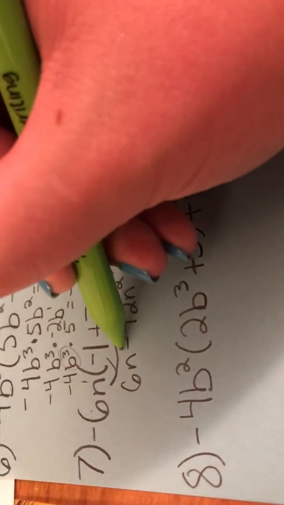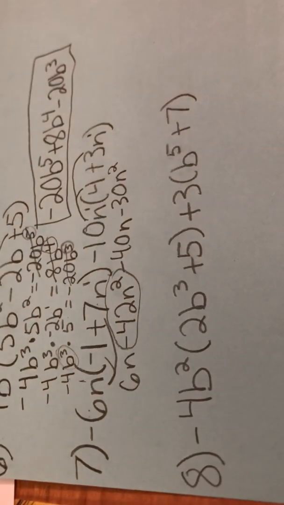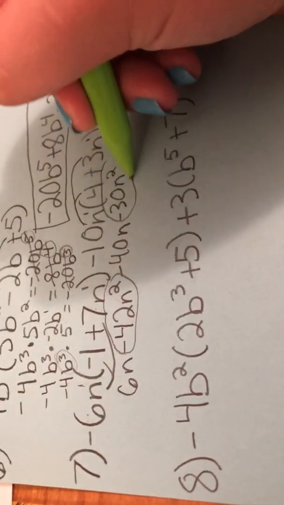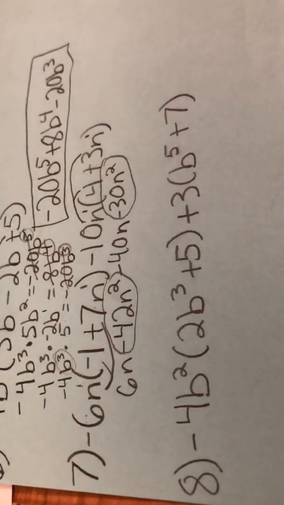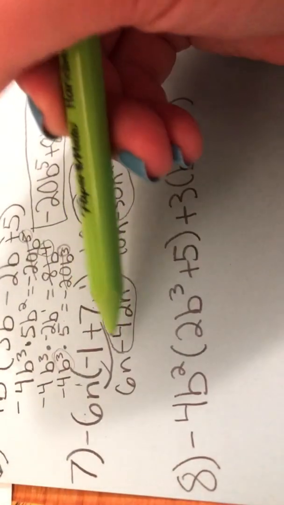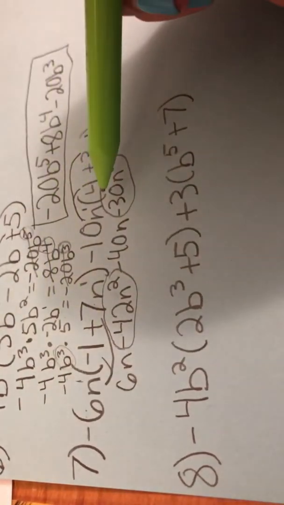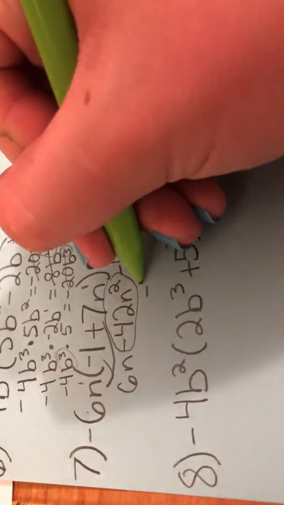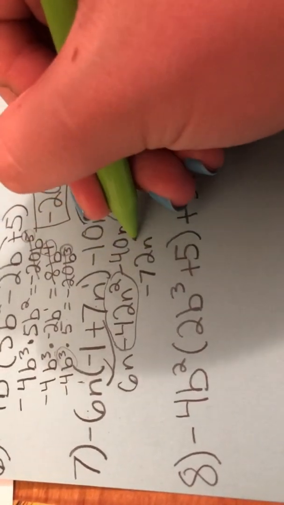So you're going to combine your like terms. So the negative 42n squared and the negative 30n squared are going to go together. So you're going to have negative 42 minus 30, which is negative 72n squared.